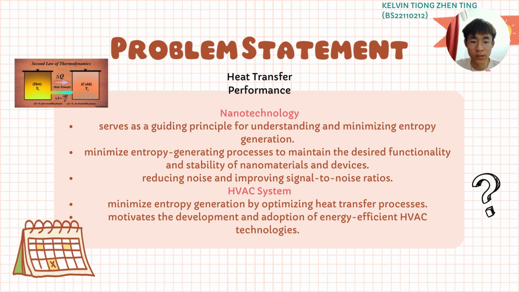According to this law, heat will flow naturally from a region of higher temperature to a region of lower temperature, and the efficiency of this heat transfer process is governed by the temperature difference between the two regions. Within the law, HVAC system engineers can aim to minimize entropy generation by optimizing the heat transfer process, like insulating ducts and pipes, and selecting efficient heat exchange materials.